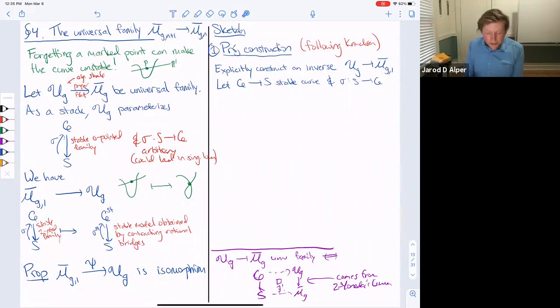So in other words, if you look at this diagram, it's easy to see that this is going to be a bijection on points. But one thing that's hard is to explicitly construct an inverse. If I'm given a stable family such that the marked section is a node, conceptually it's kind of clear what you do. You just insert a P1 in there, right? And you mark one of the points in the P1. But defining that in families is really subtle.